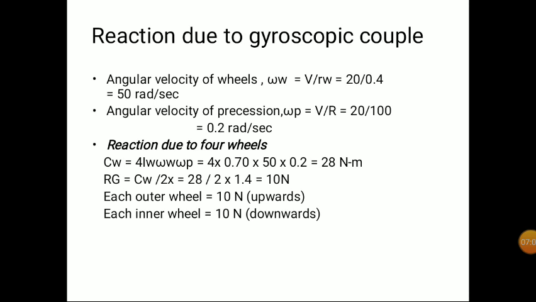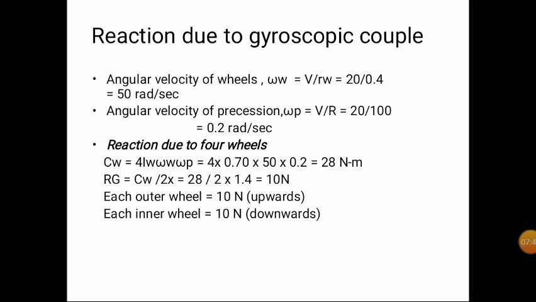Next we are going to find the reaction due to 4 wheels. Since there are 4 wheels, the total gyroscopic couple is 4 I omega W into omega P, which gives 28 Newton meter. And next we find the reaction due to gyroscopic couple. The total gyroscopic couple acts on how many wheels? It acts on a total of 4 wheels, right?